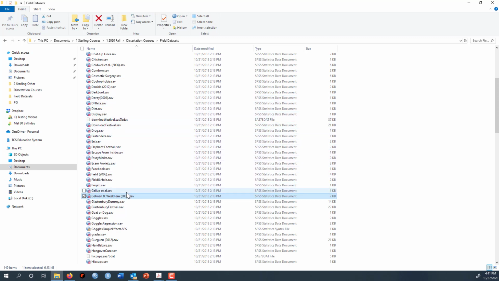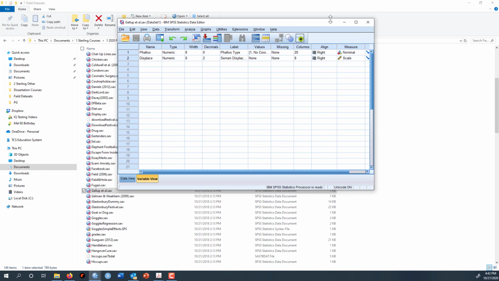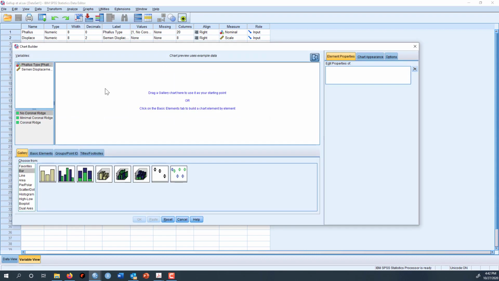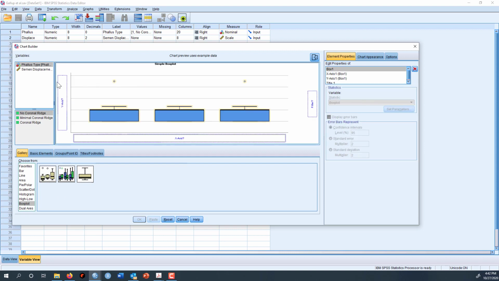Bring up my SPSS. Now he suggested doing a graph, which is fine with me. It's not a bad idea at all. Using a box plot. So you just drag and drop that box plot.